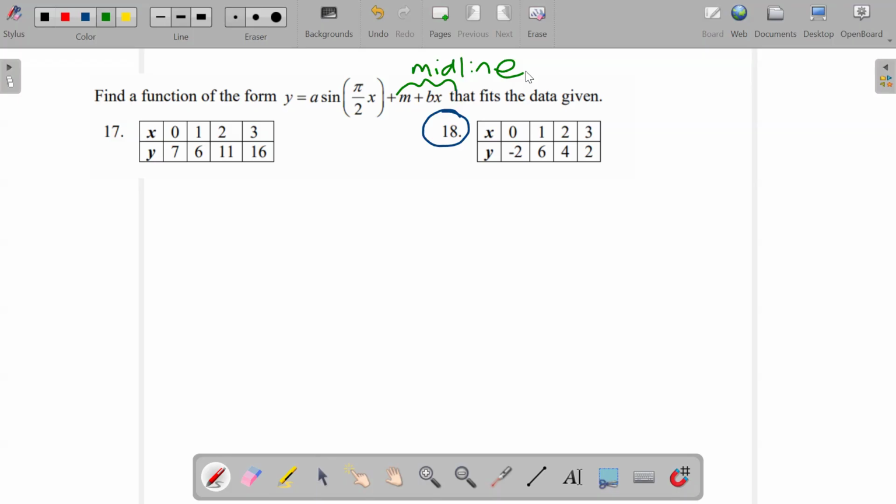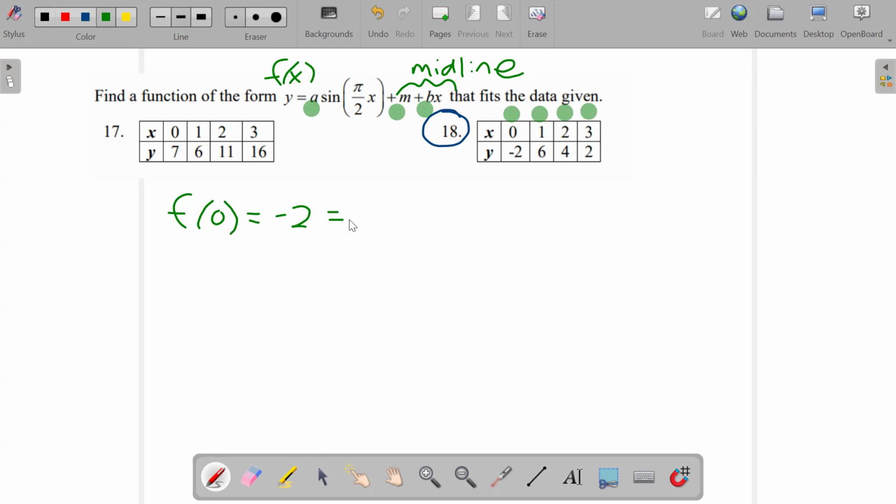The easiest thing to do here is, we have 1, 2, 3 unknowns, and we can use these points to try and come up with what those unknown values are. Usually 0 is the easiest one to start with. So I'm going to call this f of x, and the first point tells me that f of 0 is equal to -2.